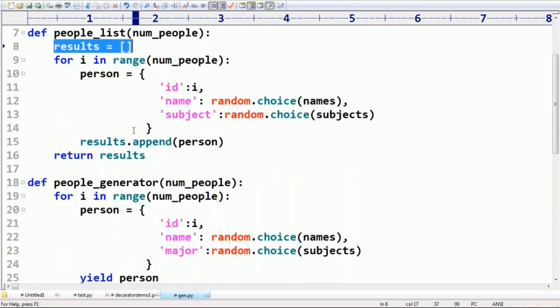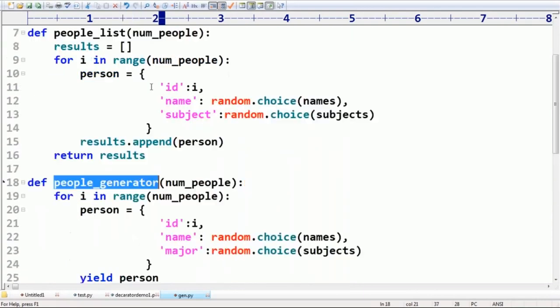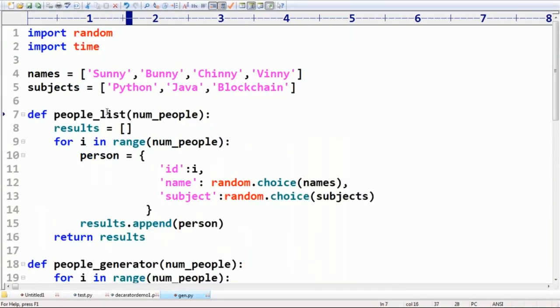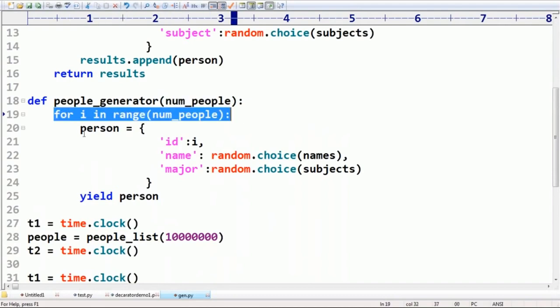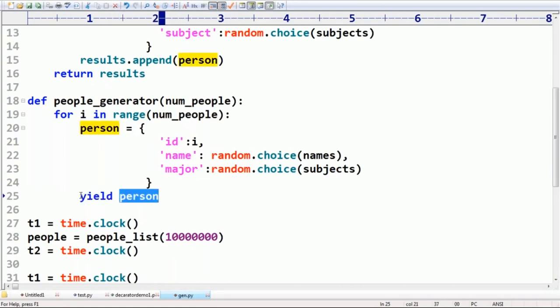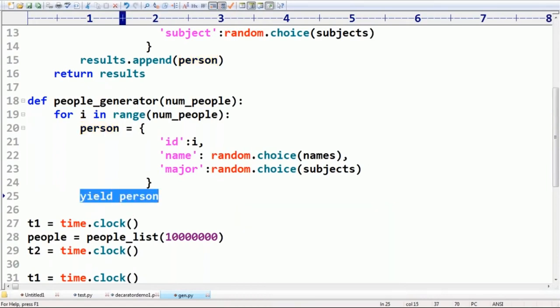Sir, now people generator. This one is the people list, but this one is people generator, with number of people. For i in range, person, yield person. Are you getting? Can you please read this line? Very, very important keyword. What is this one, sir? Yield person. I'm not saving person objects anywhere.